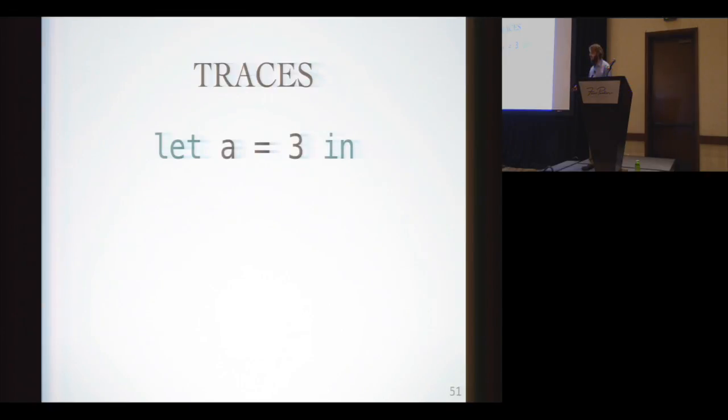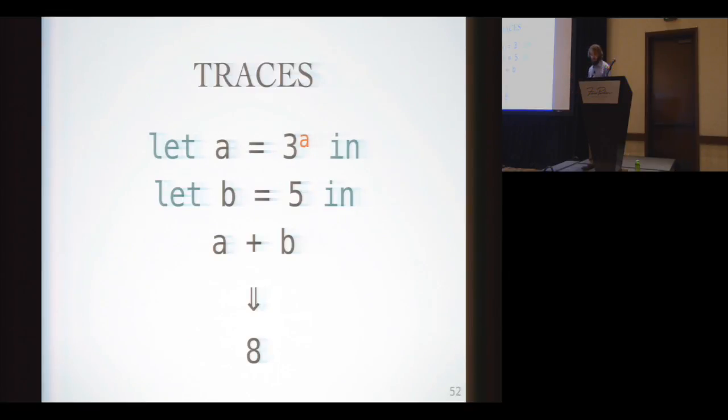With a assigned to 3 and b assigned to 5, normal evaluation of a plus b will give 8. We tag each number with a trace that describes how the number was computed. So 3 is tagged as coming from the program location a, 5 is tagged as coming from program location b, and then the resulting value 8 is tagged as coming from the addition of a and b. This gives us an execution trace of how each number was computed.